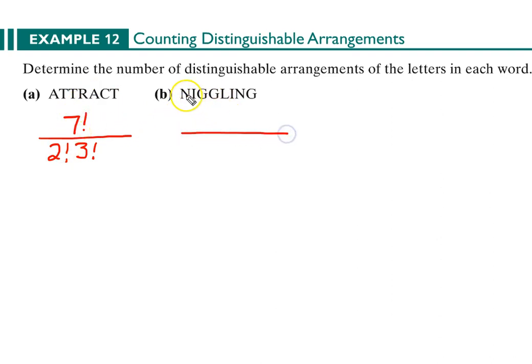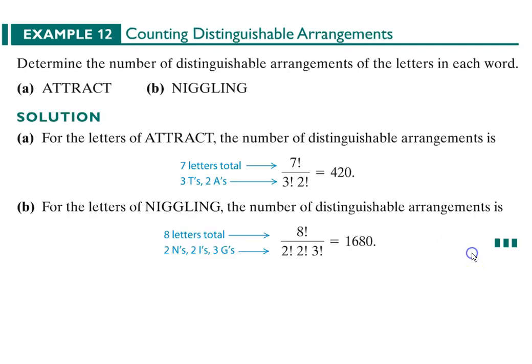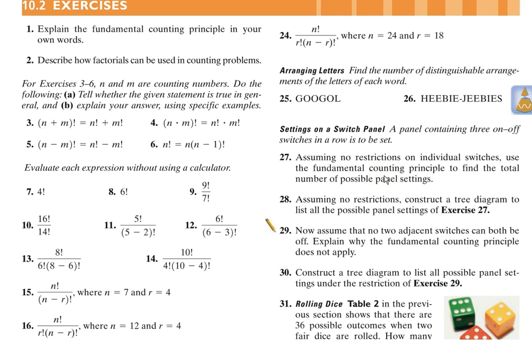And here, let's see how many symbols. 1, 2, 3, 4, 5, 6, 7, 8. 8 factorial. N is repeated twice, so 2 factorial. These would be lookalikes. I is repeated twice. G is repeated 3 times. So again, putting this into the calculator, remember it would be 8 factorial and then divided by, and then all of this in parentheses. So when we do this, we get the answer for A, 420, and for B, 1,680. And I think we've done enough on this, so this will wrap us up.